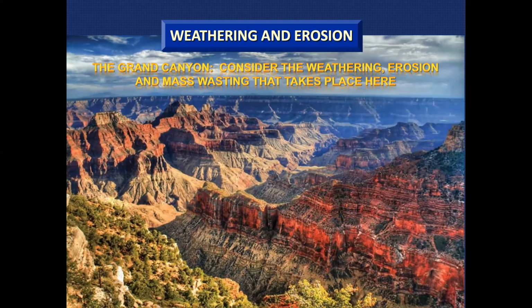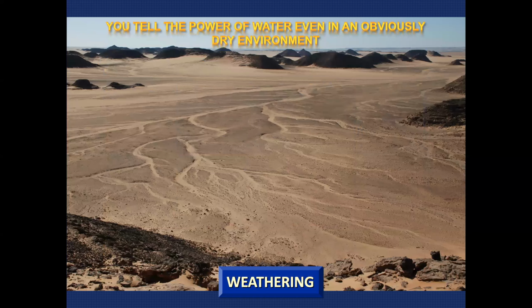So here we have the Grand Canyon, which is really one of the most significant examples of weathering and erosion anywhere on the planet. We're talking about a landscape that was uplifted, and then once it was uplifted, it was and continues to be eroded away. Here's an example of weathering in a dry environment. This happens to be a desert, clearly. But even in a desert, you see the shape of water and the effect of water in the form of these dry river finger-like structures, okay? So even here, water is very evident.